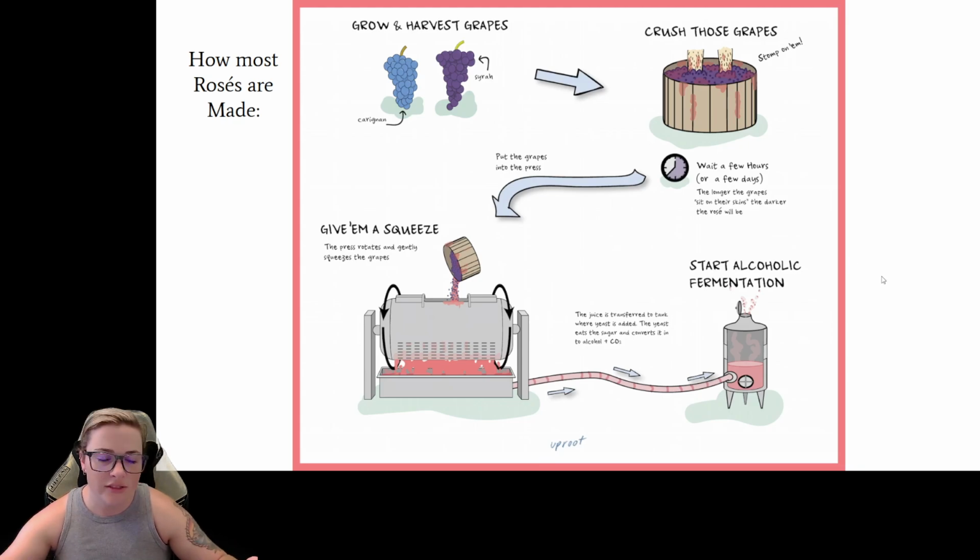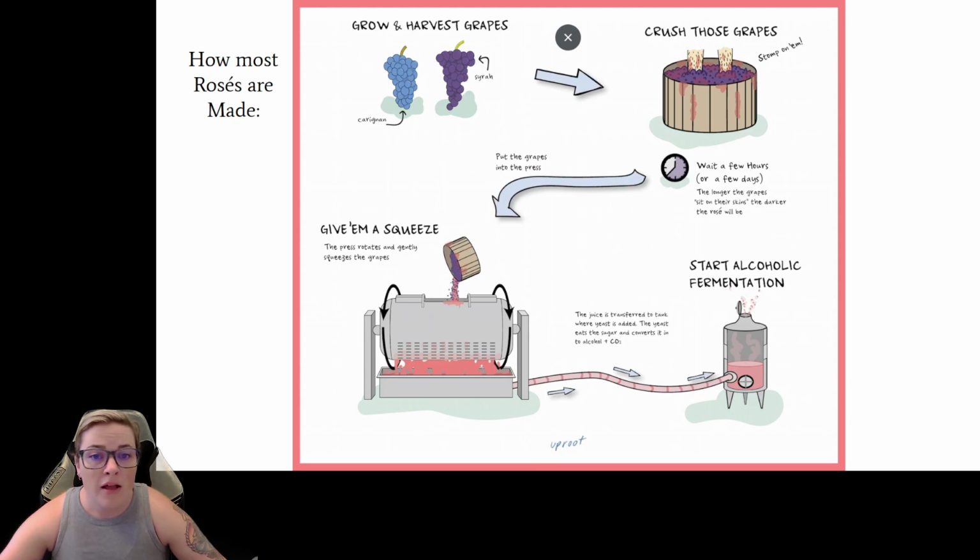There's so many other steps, so many things you could do in winemaking, and that's what makes it really cool and exciting, and one of the things I love about it. But sometimes when you're teaching this topic, it's just overwhelming. It's too much information. So we're just going to keep it simple.